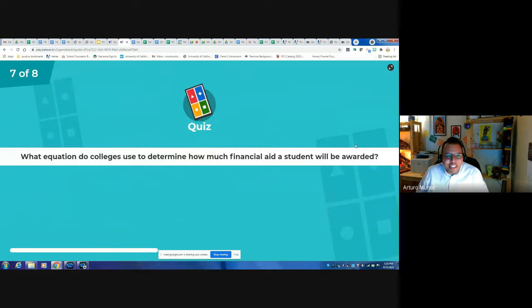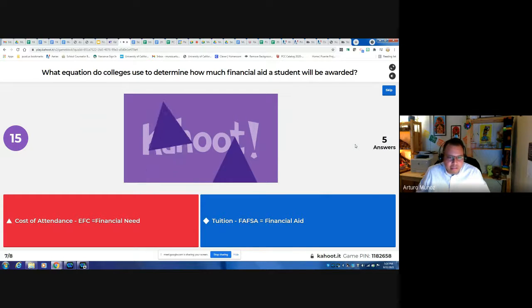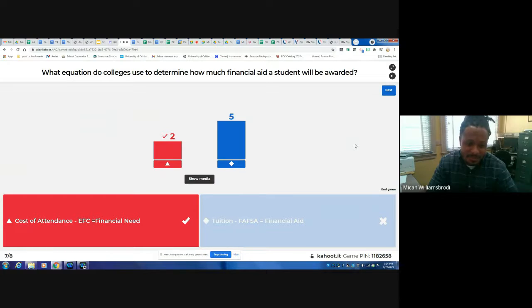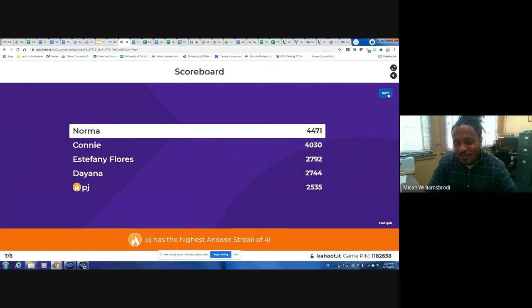Question number 7. What equation do colleges use to determine how much financial aid a student will be awarded? The cost of attendance minus EFC equals financial need, or tuition minus FAFSA equals financial aid. The first one's the triangle, the second one's the diamond. Two people got it correct. It is cost of attendance minus the EFC, the expected family contribution, equals financial need. That was a trick question.